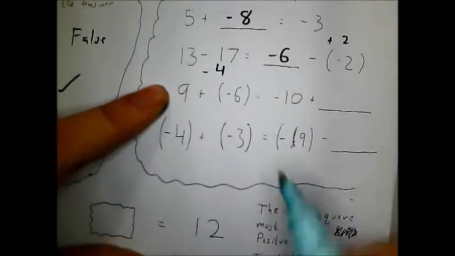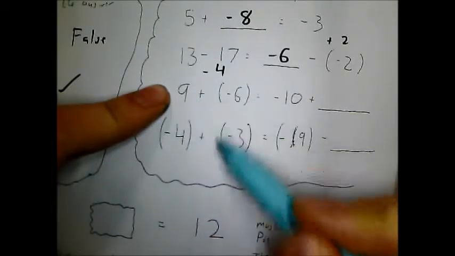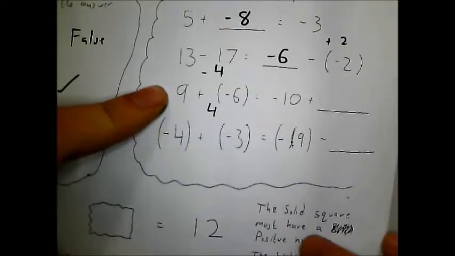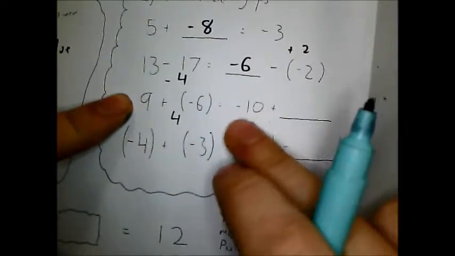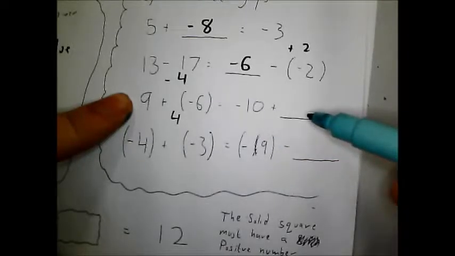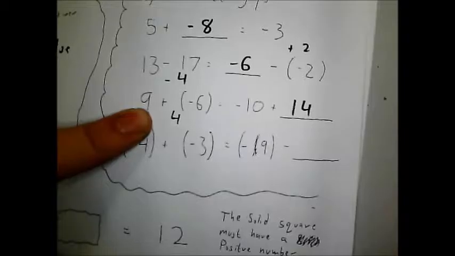Okay, this one. 9 add negative 6. So this is starting at 9, going down by 6. That is 3. You can check by counting. So I want negative 10 add something to get to 3. Well, if I add 10, I'll get to 0. So I need to add another 3. So that's a total of adding 13.